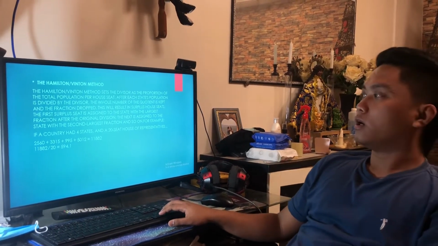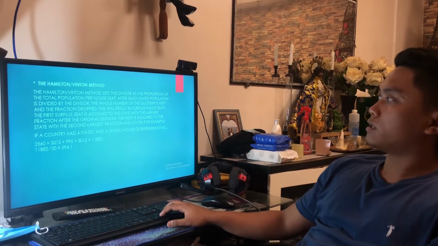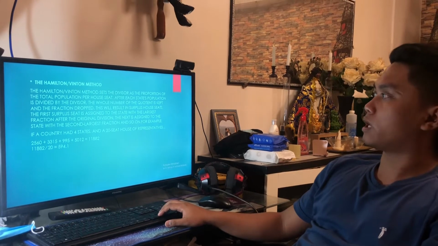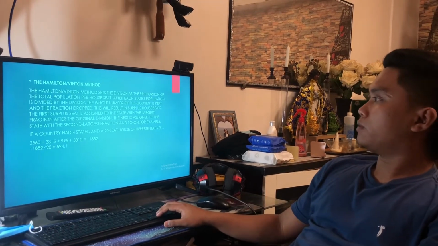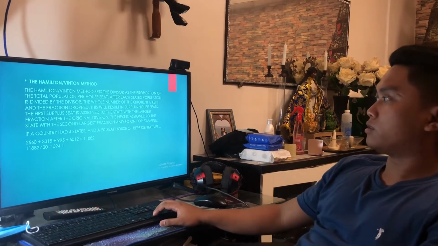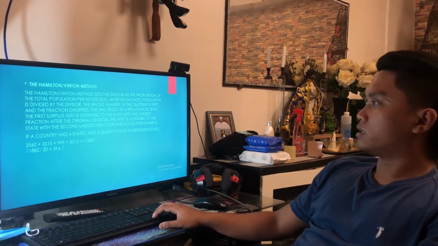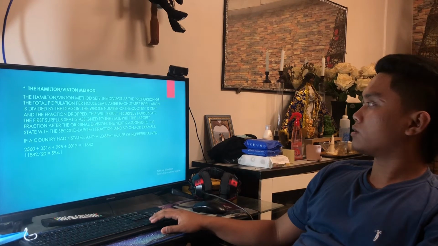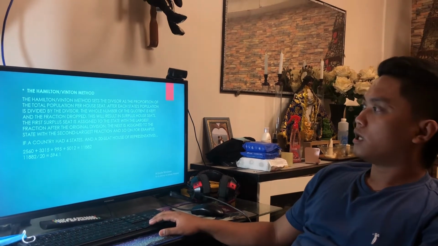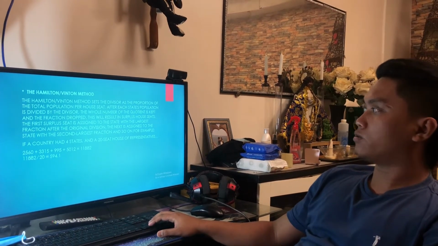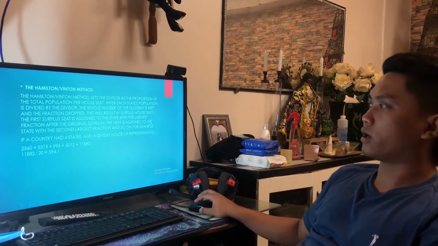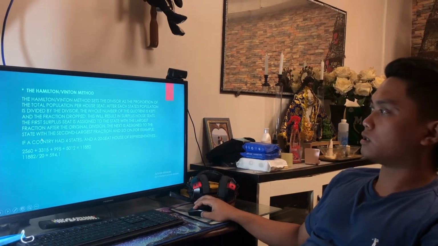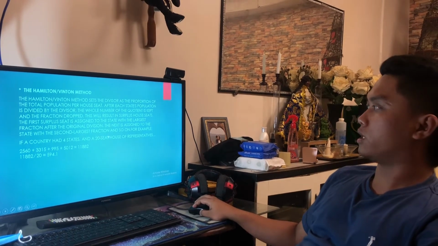The Hamilton-Vinton method. The Hamilton-Vinton method sets the divisor as the proportion of the total population per house seat. After each state population is divided by the divisor, the whole number of the quotient is kept and the fraction dropped. This will result in surplus house seats. The first surplus seat is assigned to the state with the largest fraction after the original division. The next is assigned to the state with the second largest fraction, and so on.